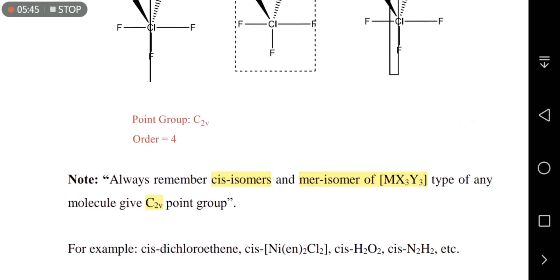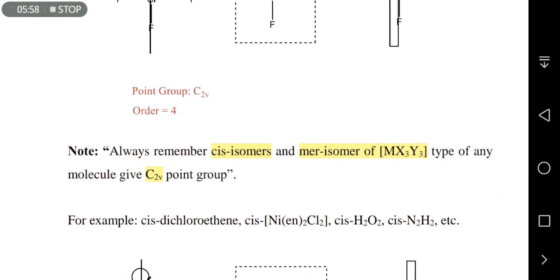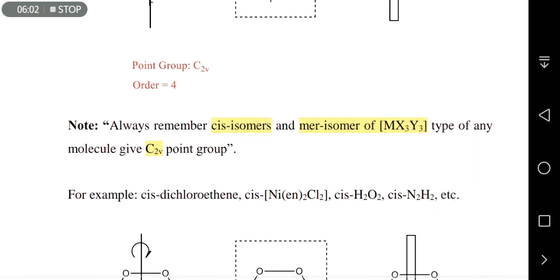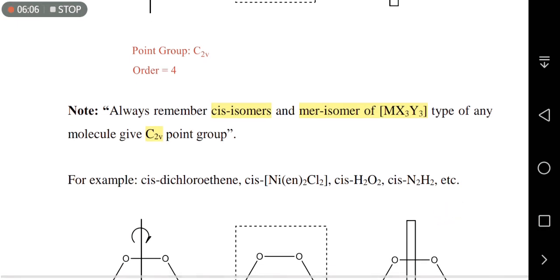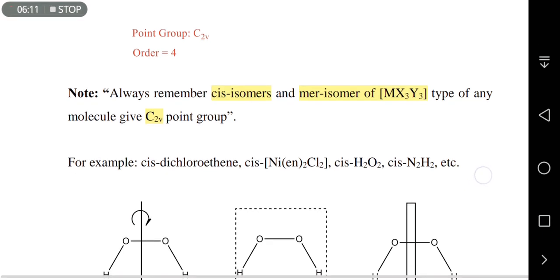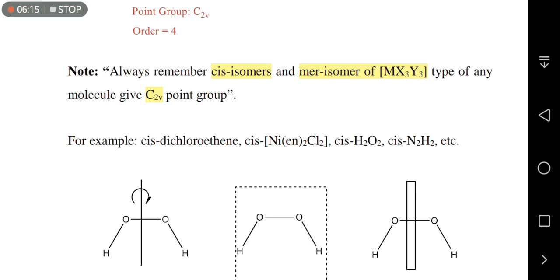See, this is the trick you can remember. You don't have to identify all the symmetry elements in the molecule. If a molecule has a cis isomer or mer isomer of MX3Y3 type, of any molecule, it gives the C2V point group. Remember, water type molecules always give the C2V point group. You can identify by yourself. You can take any example and find the symmetry and point group of that molecule.